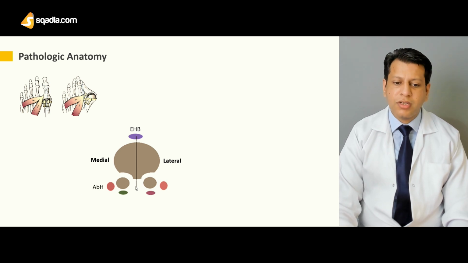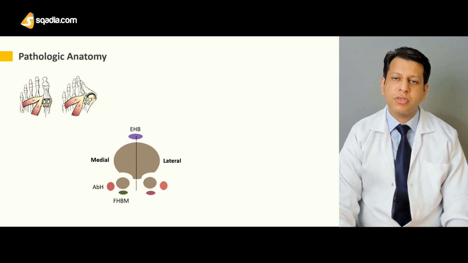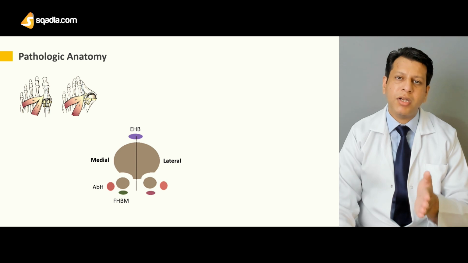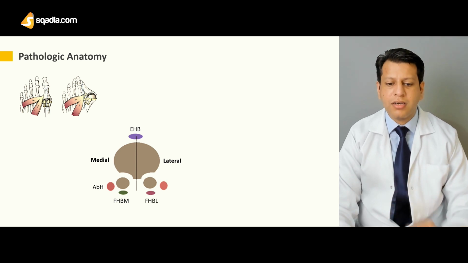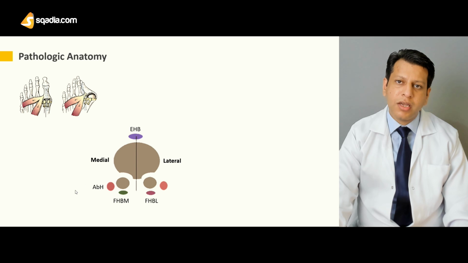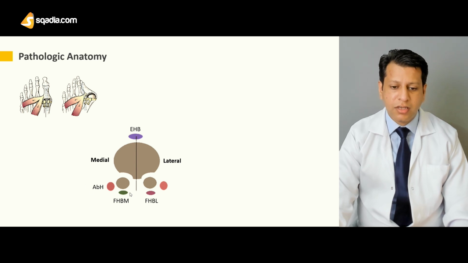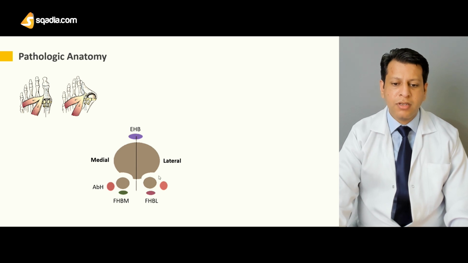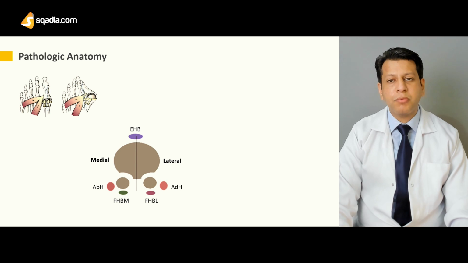As you know, there is the abductor hallucis and the flexor hallucis brevis muscle, which has a medial tendon, and then there is a lateral tendon. Both sesamoids are intratendinous, and they go through the flexor hallucis brevis muscle: the medial and the lateral sesamoid. This is the lateral sesamoid, and this is the medial sesamoid. Now, this is where the problems are. This is the adductor hallucis, or ADH.